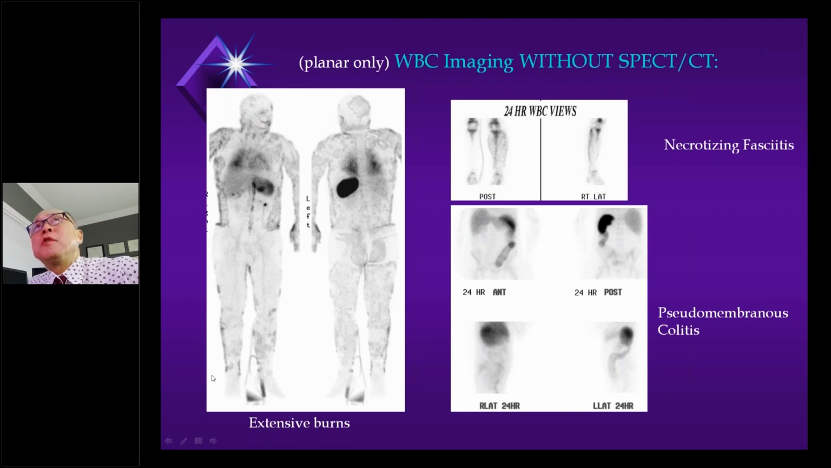You can do a whole body sweep. You can see, for example, in this patient with burns, the full extent of white cell distribution. For example, this patient has necrotizing fasciitis. This is an intuitive distribution. This patient has pseudomembranous colitis and the colonic distribution at 24 hours.